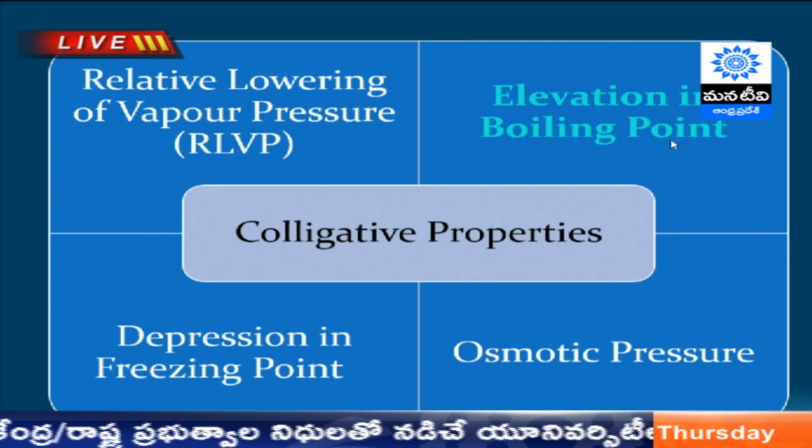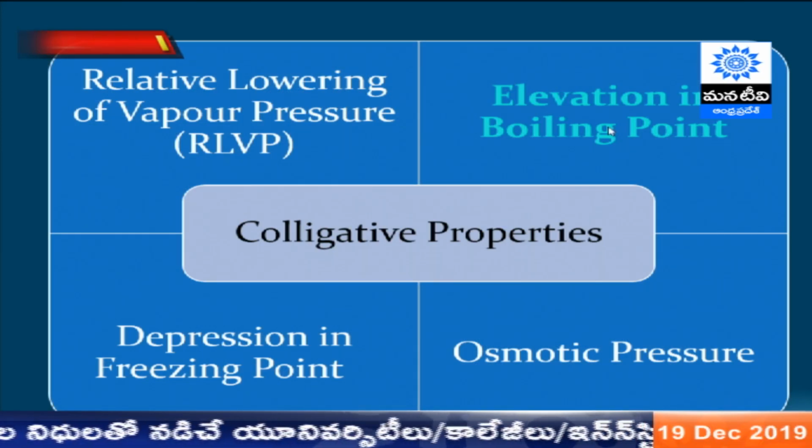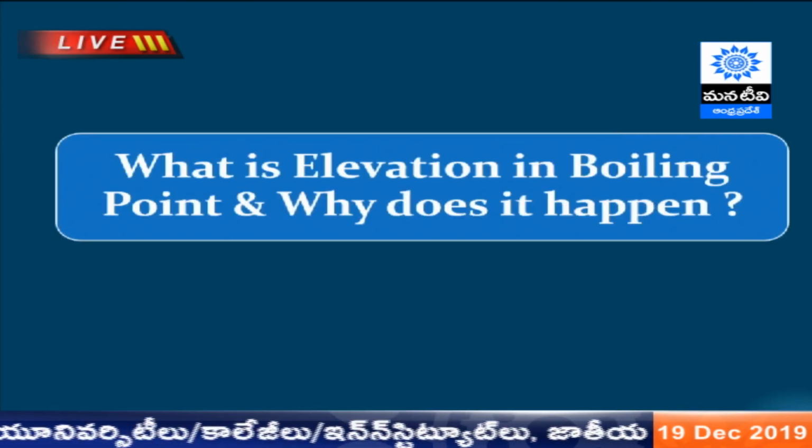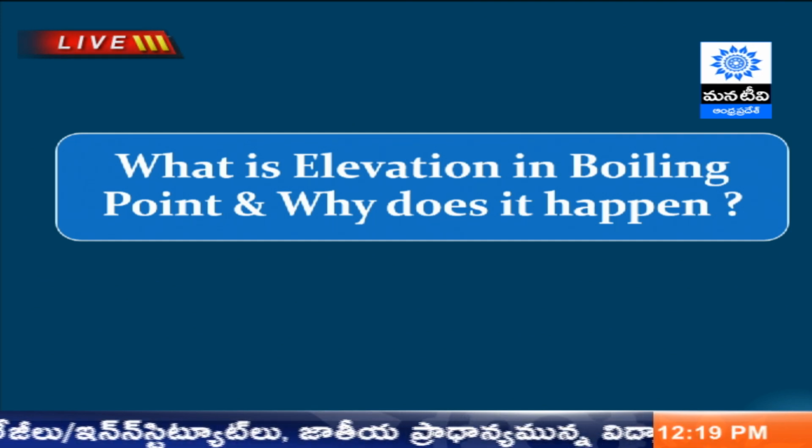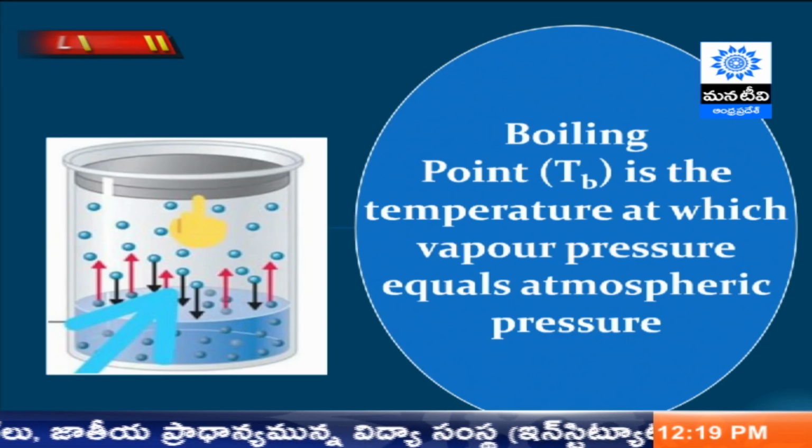Hello. Elevation in boiling point is also a colligative property. Now, we will see how it is going to be a colligative property. Relative lowering of vapor pressure has already been dealt with. So now I would like to deal with elevation in boiling point. What is elevation in boiling point and why does it happen?